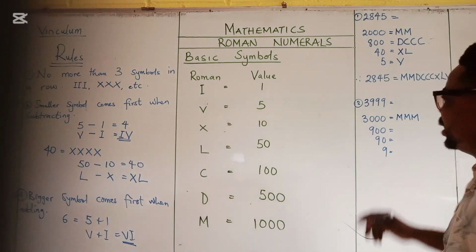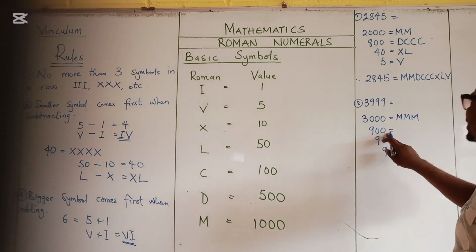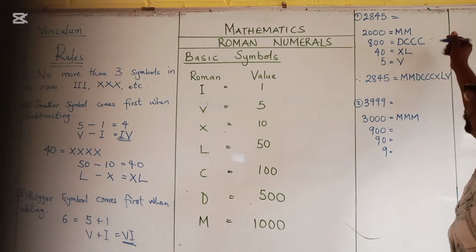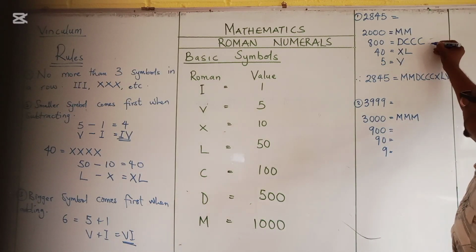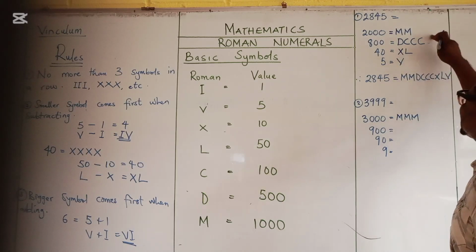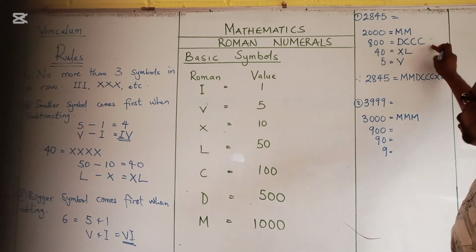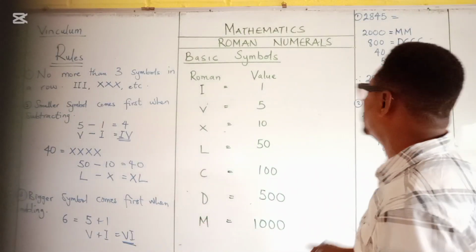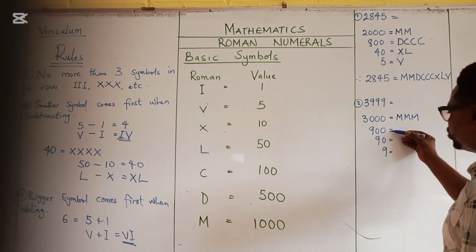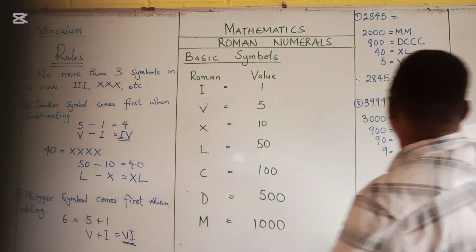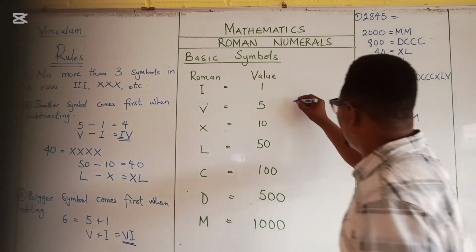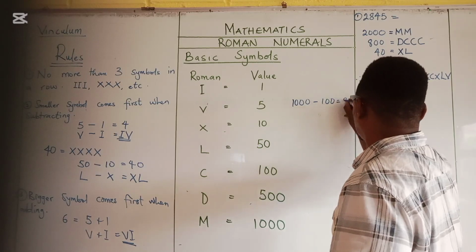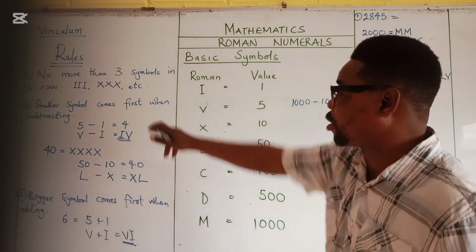That is 3,000. 900. We are beating 800 there, and I said that time that we cannot put any one C again, because if you put a C here, it's going to be 4, which goes against number 1 rule. So what are we going to do? Before 900, we got 1,000. So that means we are going to have 1,000 minus 100 will give us 900. That is, we are using the second law now.